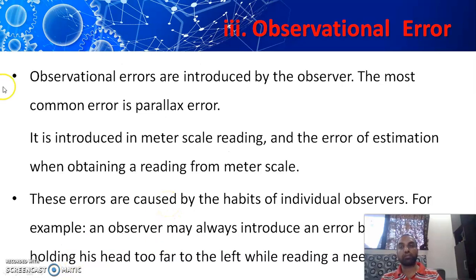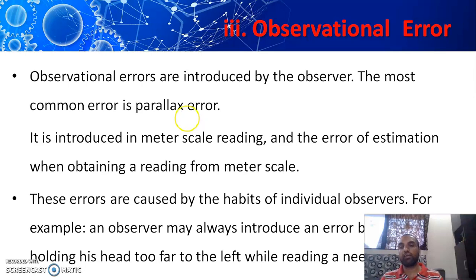The third one is the observational error. Observational errors are introduced by the user. The most common one is parallax. As we know, when we measure voltage using an analog voltmeter, the deflection needle and the scale may not exactly match, meaning the needle and its image do not coincide with each other, and when we take the reading, it is not the perfect reading for that particular value.